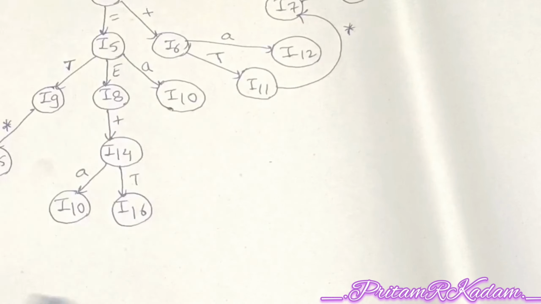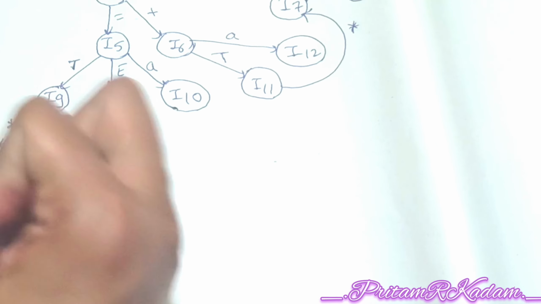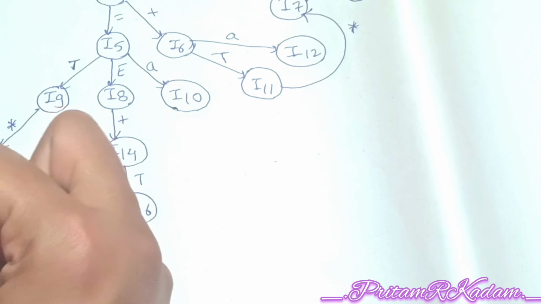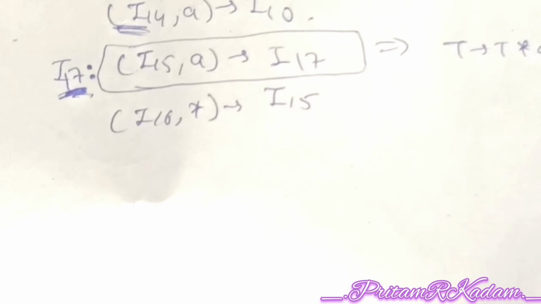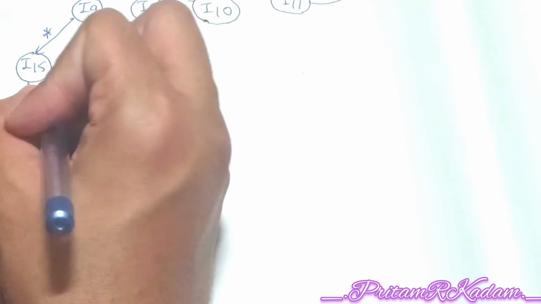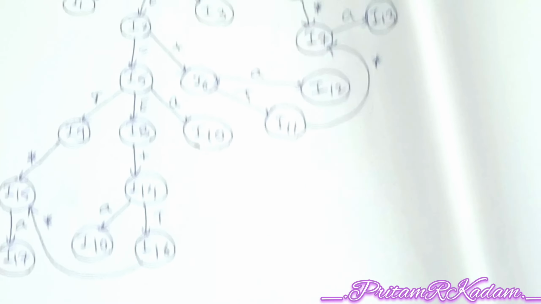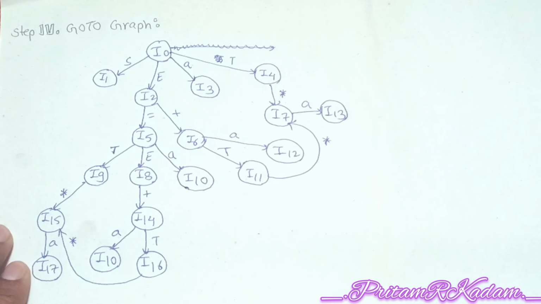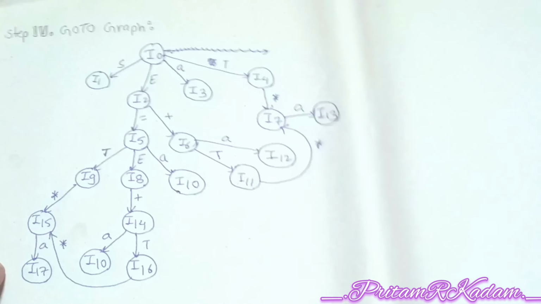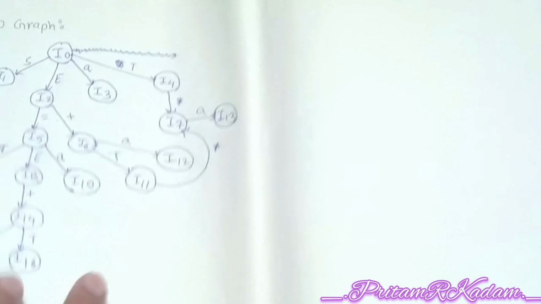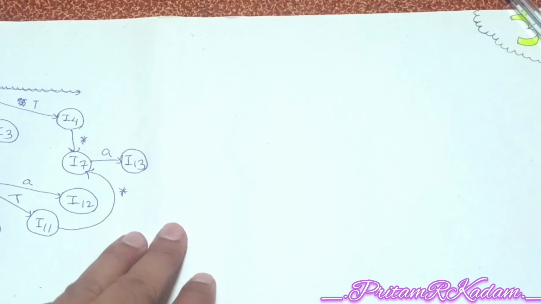Okay. So for the next one, I15 on small a goes to I17. So on the arrow A and destination is I17. Okay. For the next part, I16 on star goes to I15. So I16 is over here and I15 is over here. So just making the arrow and having the star on top of it. So we have completed the goto graph. Look, we had 17 states and it all started from the I0.